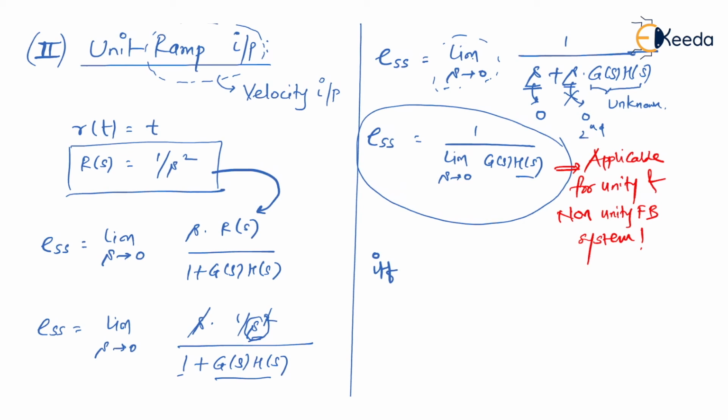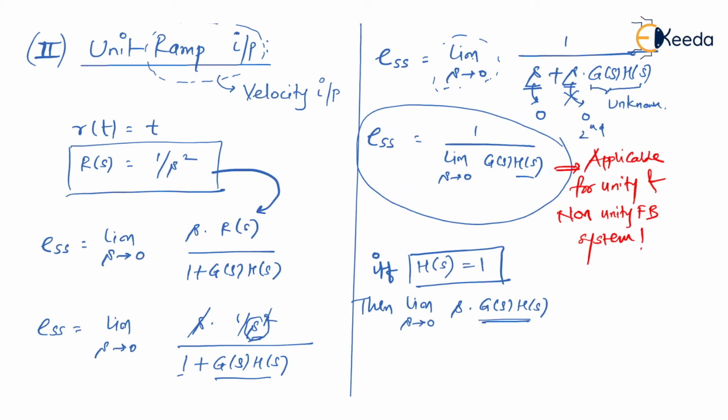But preferably when h of s equal to 1, that is for a unity feedback system. So if and only if h of s value equal to 1, then limit s tending to 0, s times g of s h of s. Once the value of g of s h of s is known to you, provided h of s value equal to 1, when you substitute over here, you get some constant value. That constant value is referred to as k, but this coefficient you are getting only when the input is a velocity input, therefore it is known as kv, which stands for velocity error coefficient.